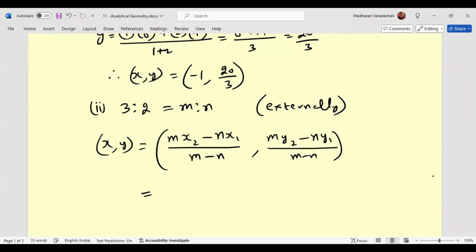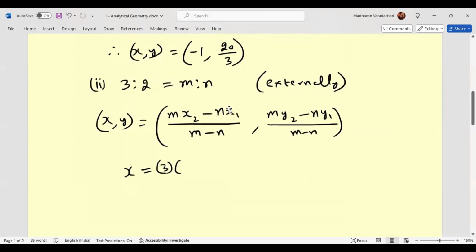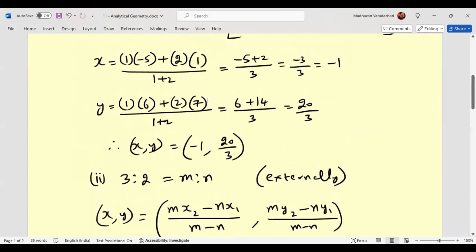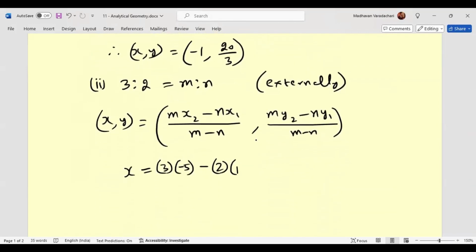So that will give you, I will write x separately. X will be 3 times x2. So what is x2? x2 is -5, minus n, which is 2, times x1, which is 1, divided by 3 minus 2. So this is (-15 minus 2) divided by 1.